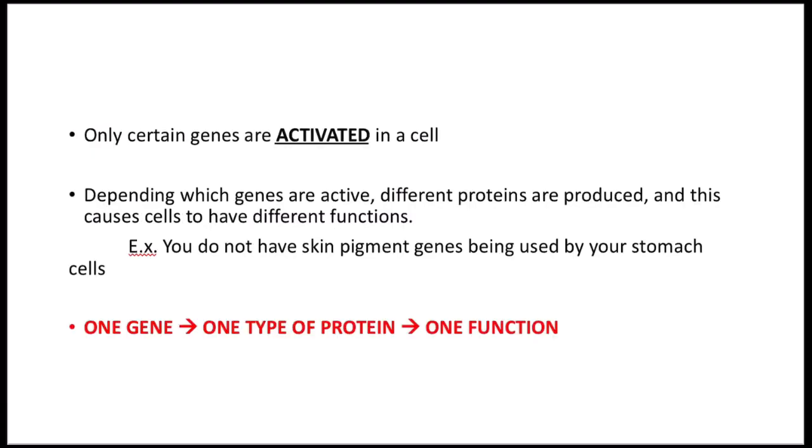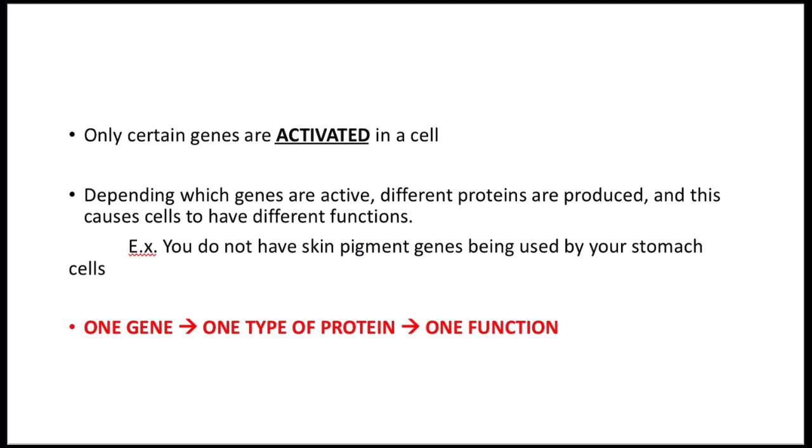So remember that DNA is a huge molecule, and that not all parts of that DNA code for a gene or code for a protein. So only certain genes are activated in a cell. So this is what makes one cell function different from another. Depending on which genes are active, different proteins are produced. And this causes cells to have different functions.